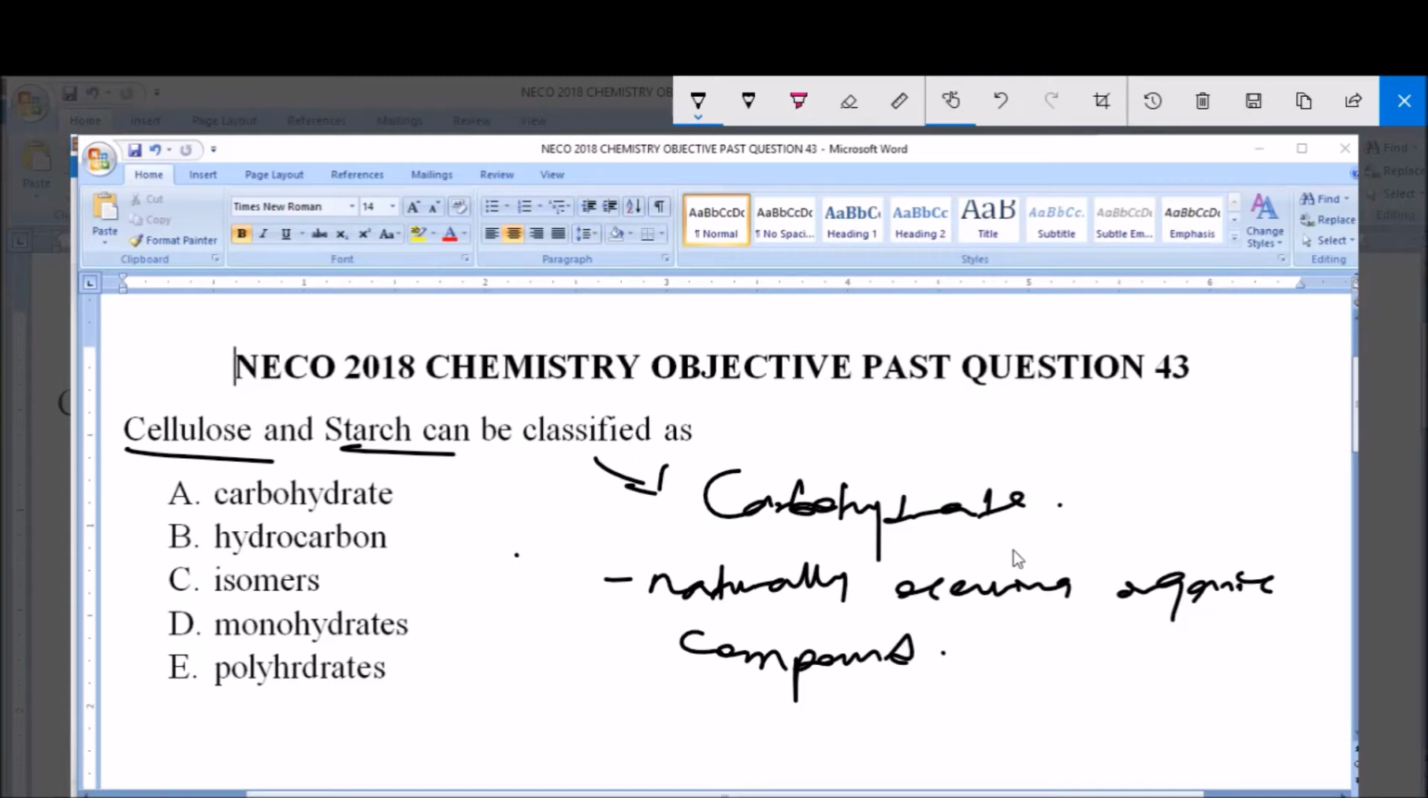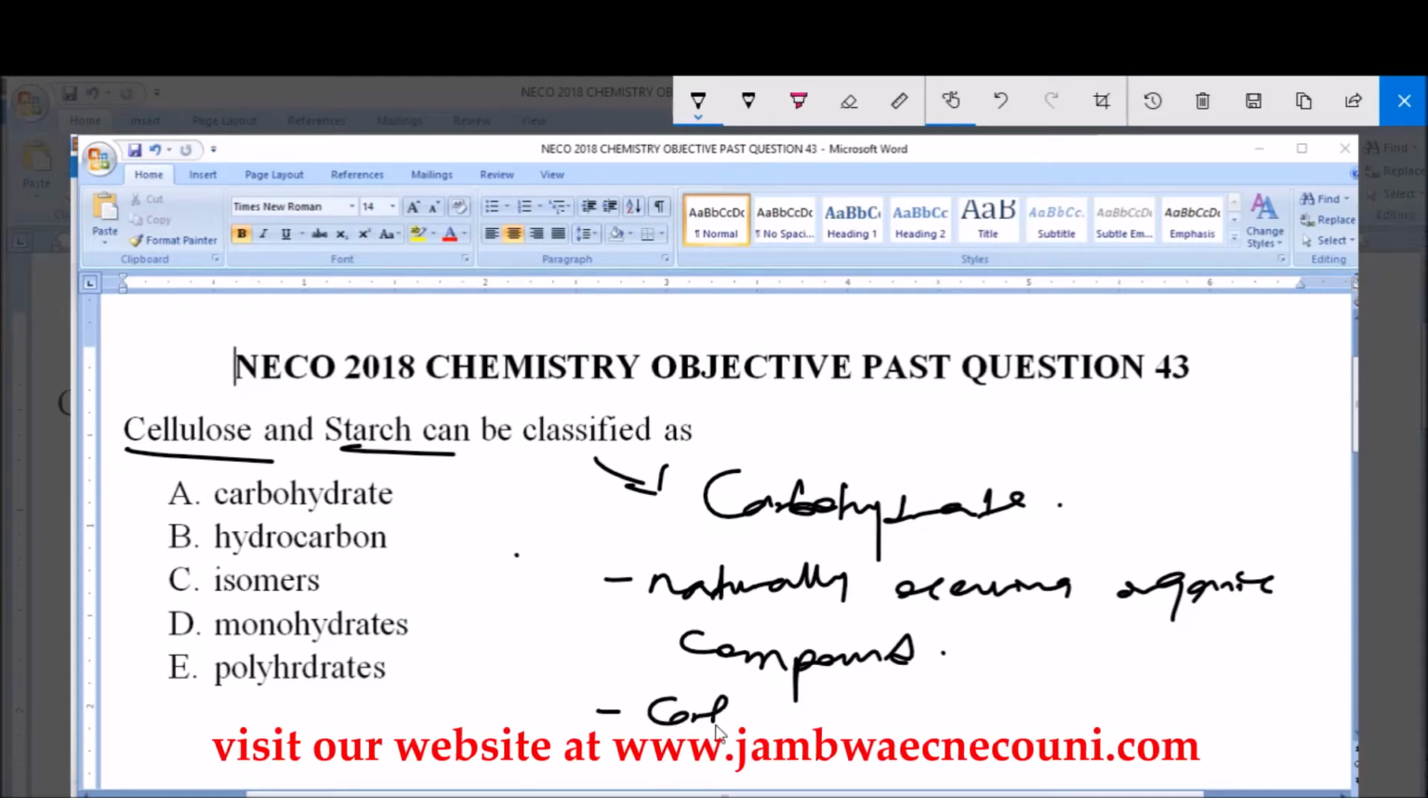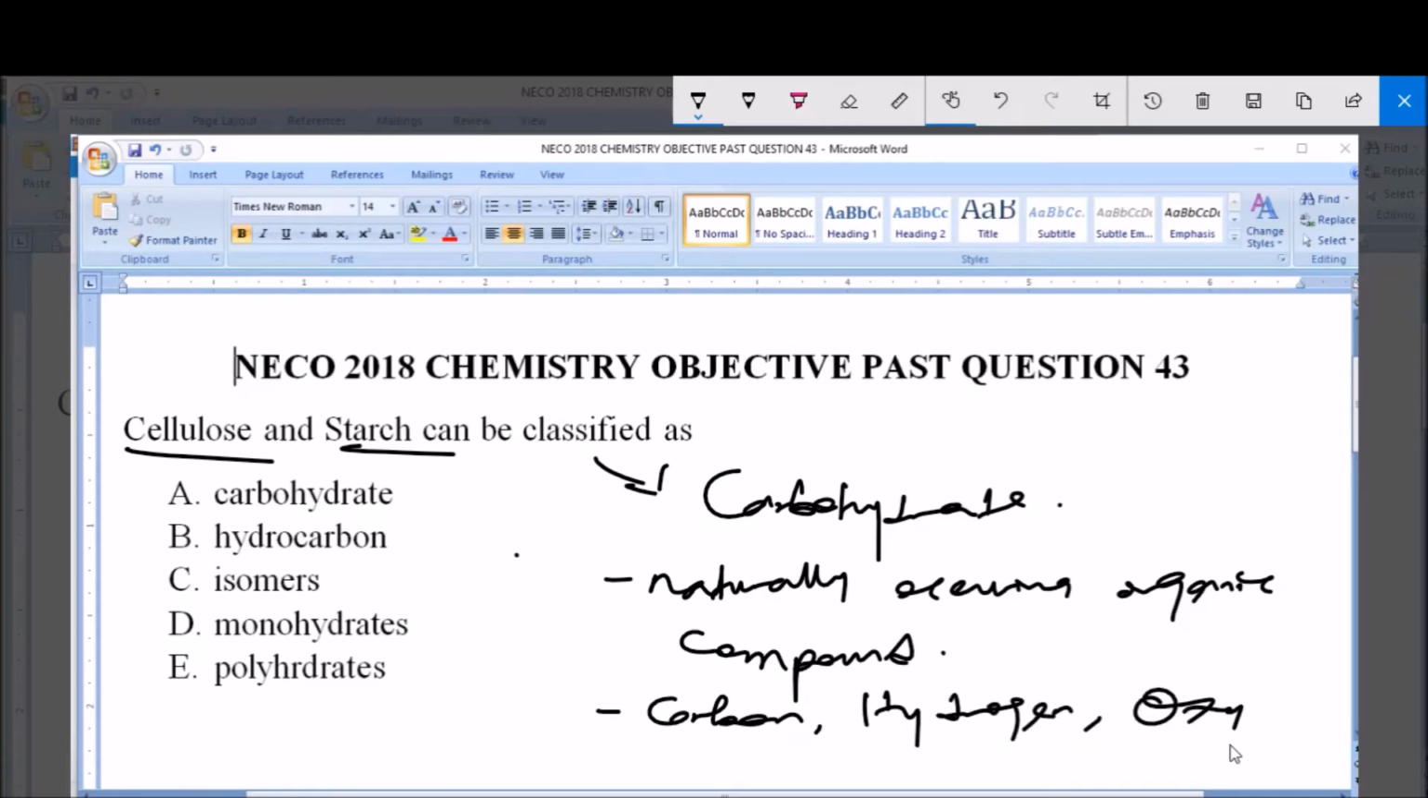And like you know, carbohydrates are also naturally occurring organic compounds containing carbon, hydrogen, and oxygen. These are the components of carbohydrates, with the hydrogen and oxygen present in the ratio of 2:1. Now, if you look at the structure of cellulose and the structure of starch, you see that they contain carbon, hydrogen, and oxygen only, and the hydrogen and oxygen ratio is 2:1.